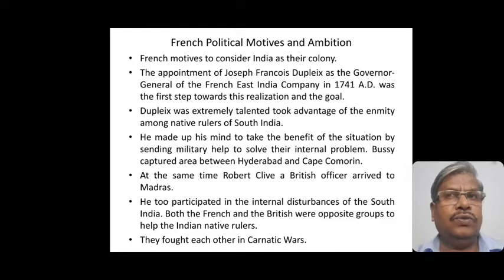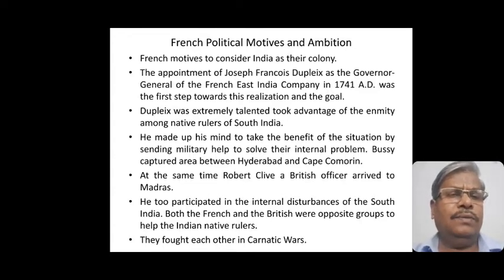In South India, there were two states, namely Karnataka with Arcot as its capital city and Nizam state, Hyderabad as its capital city. Both of them were not in good terms. It means the internal political condition of these two states was not good and they were fighting for the throne. Dupleix made up his mind to take the benefit of the situation by sending military help to solve the internal problem. Bussy, who was a French army officer, captured the area between Hyderabad and Cape Comorin.